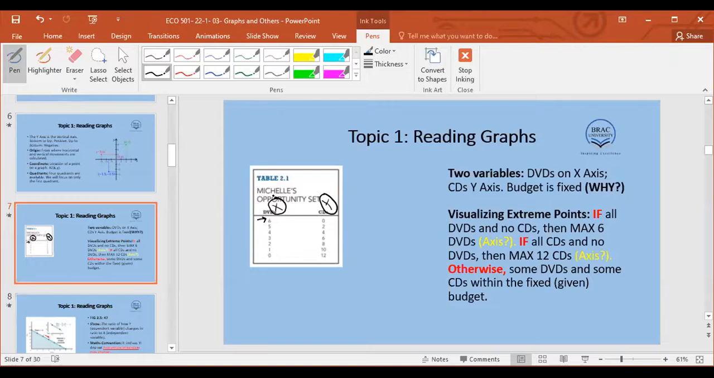X is the axis where we have DVDs. Y is the axis where we have CDs. This is the vertical axis, Y. If the consumer decides to buy only DVDs within her budget, then she can buy 6 DVDs and 0 CDs. That মানে Y এর value 0, X এর value maximum. Vertical হবে, sir. No, no, vertical না, it will be the intercept on the X axis.